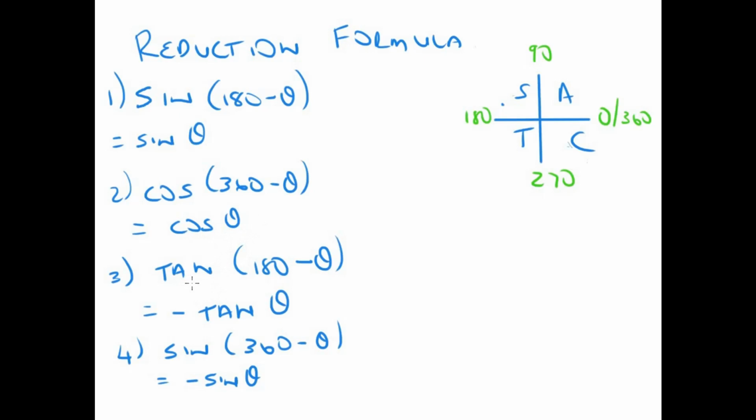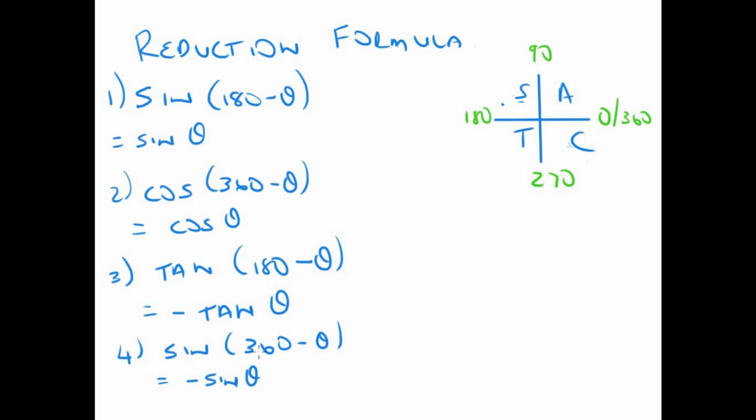Let's look at the third one. Tan of 180 degrees minus theta. Which quadrant? Second quadrant again. But in the second quadrant, tan is negative. Why is tan negative? Because the only thing that's positive in the second quadrant is sine. So in the second quadrant, tan and cos will be negative. So that will leave me with negative tan theta.